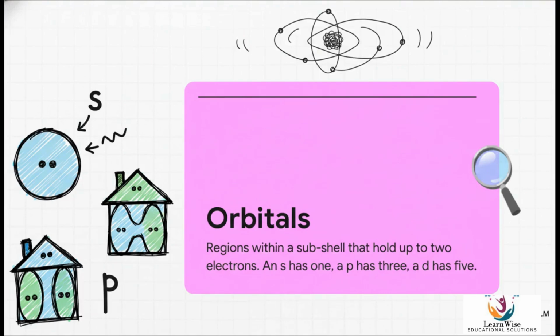And if we go one level deeper, inside each house are the rooms, which we call orbitals. These are the actual zones where you're most likely to find an electron at any given moment. And there is a very strict rule here. Each room, or orbital, can hold a maximum of 2 electrons, no more. An S house has just 1 room. A P house has 3 separate rooms, and a D house has 5.